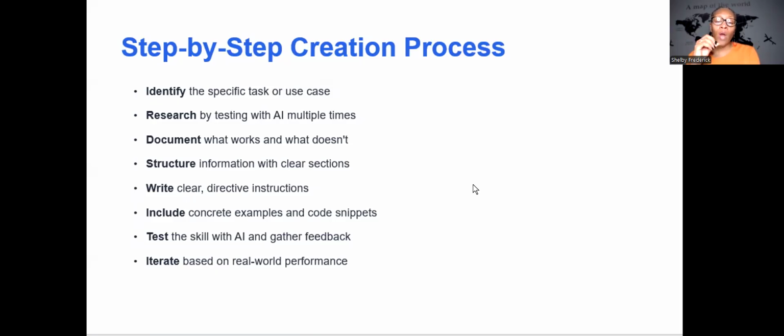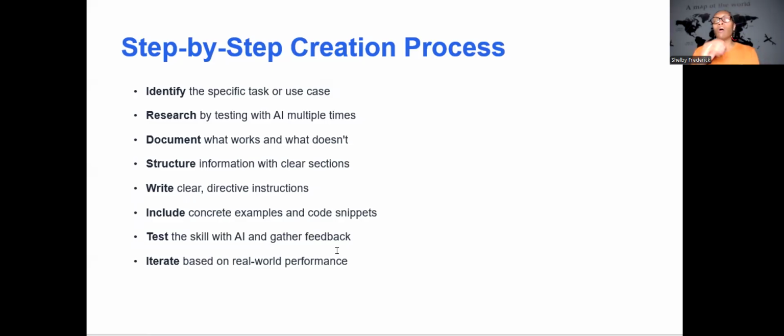The next part would be to write clear, directive instructions. You want to include those concrete examples and sometimes even code snippets. You can ask it for the code and it will give it to you. Or if you are using, say, ChatGPT to help you with writing the instructions, you can ask it to give you the code so that it actually shows up like code in the file. Then you want to test the skill with AI and gather feedback.